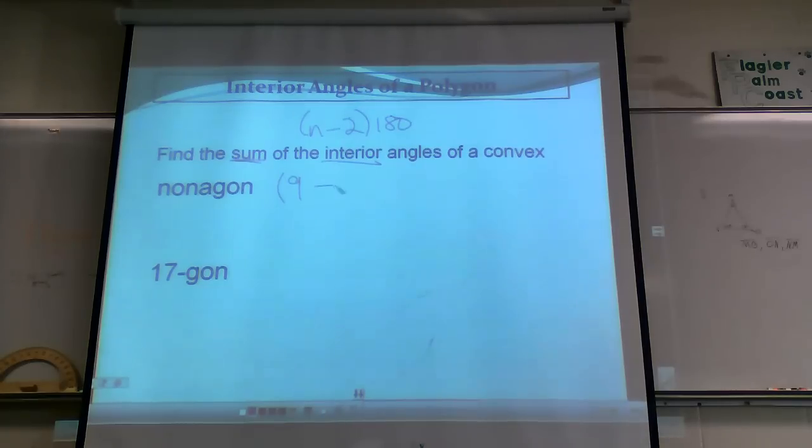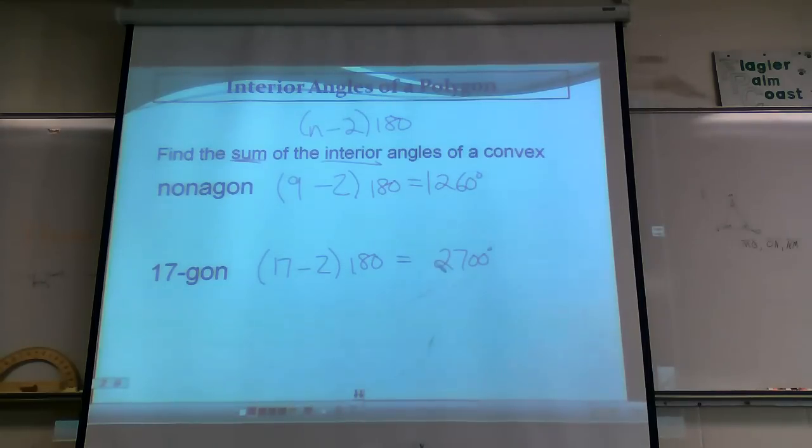All right, so if I was doing this, I would have to go, okay, nonagon, 9 sides, 9 minus 2 times 180 is whatever my answer is. What is it? 1,260. And then this one here will be 17 minus 2 times 180, which is something. What is that? Yeah, 2,700. Okay.